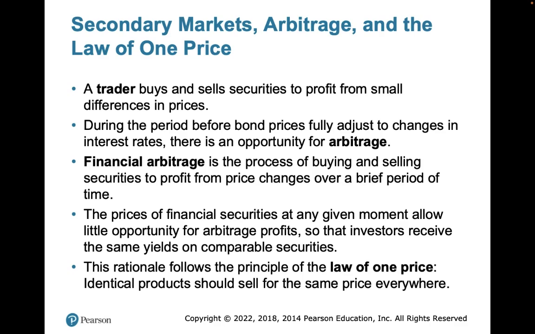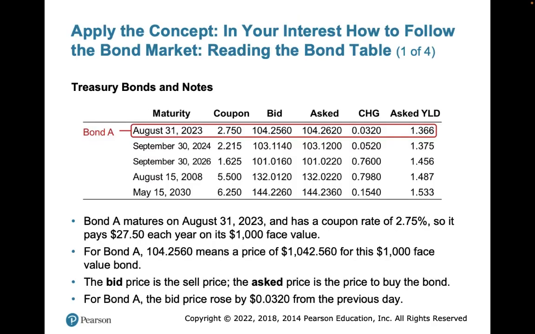Now, the prices of financial securities at any given moment allow little opportunity for arbitrage profit, so investors receive the same yields on comparable securities. And this is the law of one price. It's just a principle: identical products should sell for the same price everywhere, as long as they are the same products.